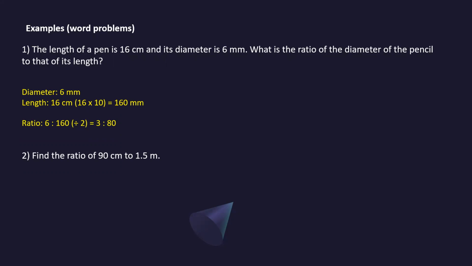Now here's a question for you. Kindly pause the video and try it. Find the ratio of 90 centimeter to 1.5 meter. Remember, convert 1.5 meter to centimeter or vice versa. Converting centimeter to meter, you will get a decimal, so it's best to convert to a whole number. So let's check the answer. We have 90 centimeter and 150 centimeter, which I have converted here. Therefore, the ratio 90 is to 150 is 3 is to 5. So here I have simplified it.